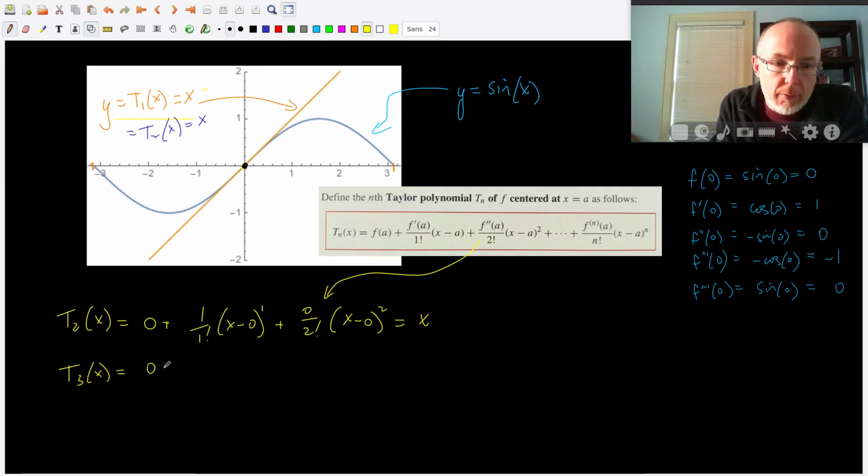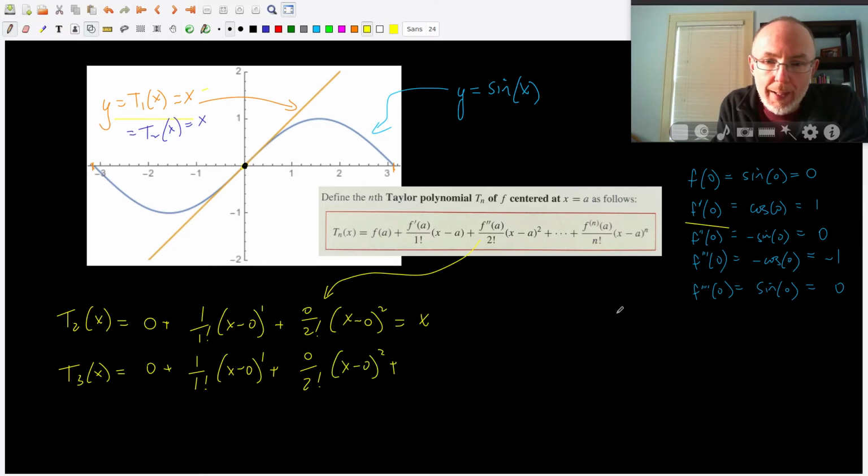Well, same idea: f of 0 is 0, plus the derivative f prime at 0, 1 over 1 factorial times x minus 0 to the power of 1. And then the second derivative, which is 0 over 2 factorial times x minus 0 squared. And then the third derivative, which is now minus 1 over 3 factorial times x minus 0 cubed. There's the third degree polynomial.